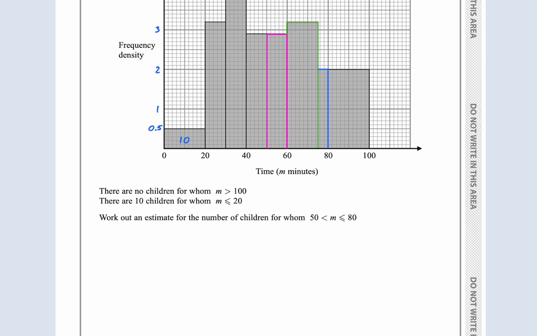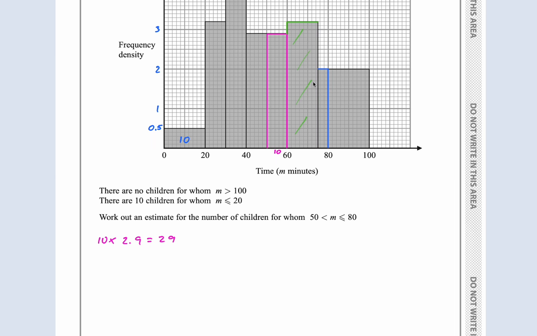Now the pink area, this height is 2.9, so the pink area is, let's do it in pink, this distance here from 50 to 60 is 10. So it goes 10 times, and this height is 2.9. So 10 times 2.9 equals 29. The green area is between 60 and, if this is 70, guys, hang on, let me just see where I actually stopped this line.